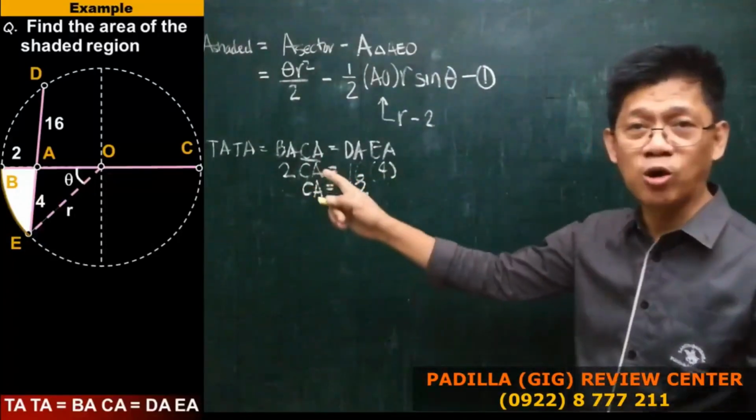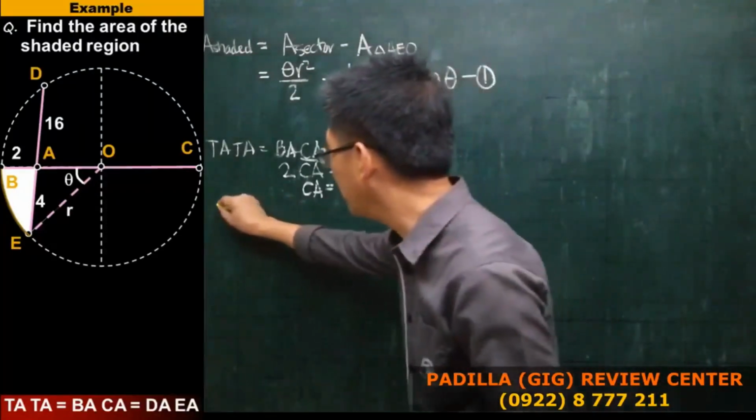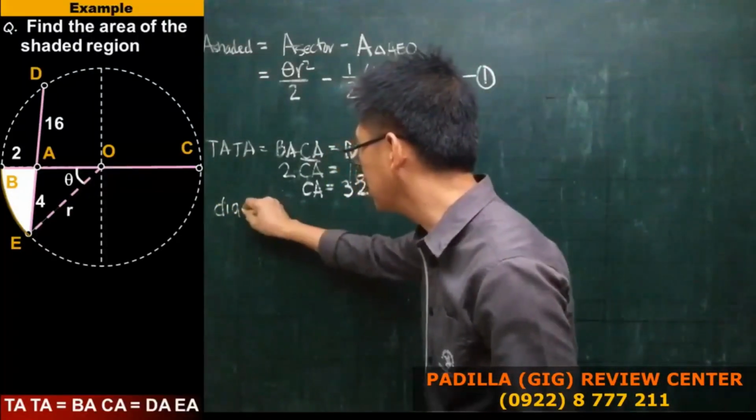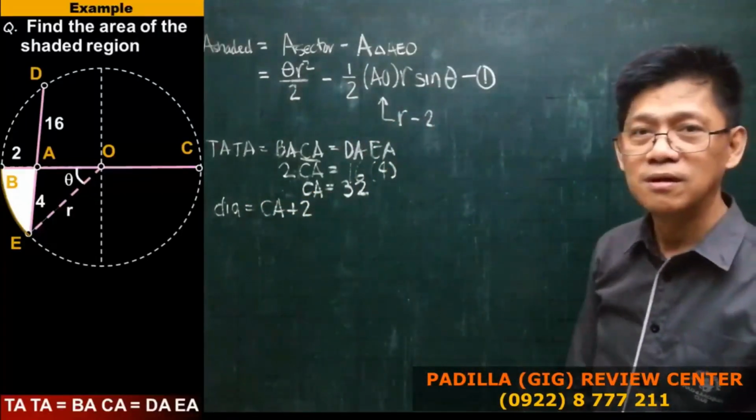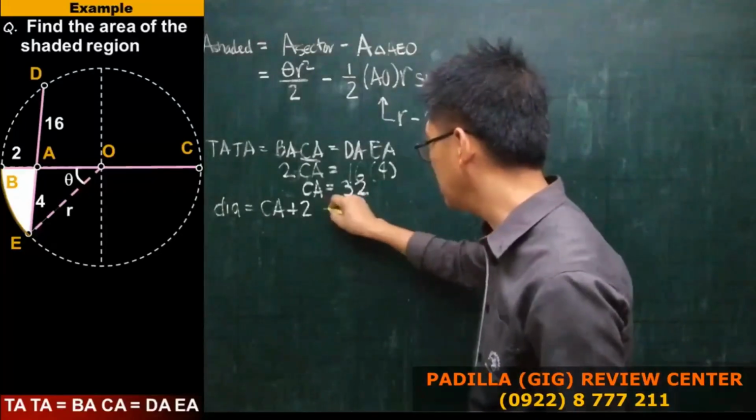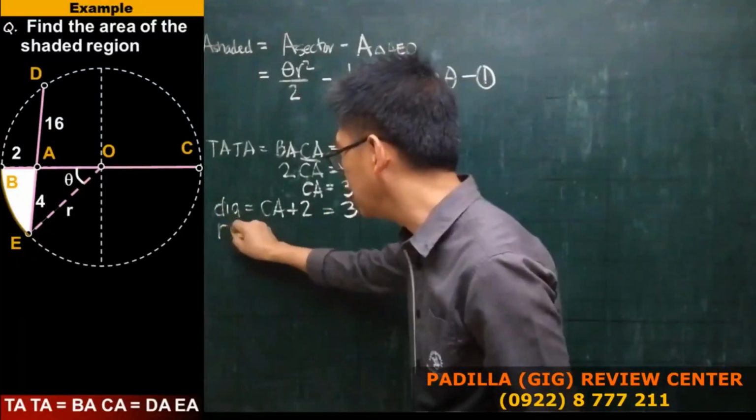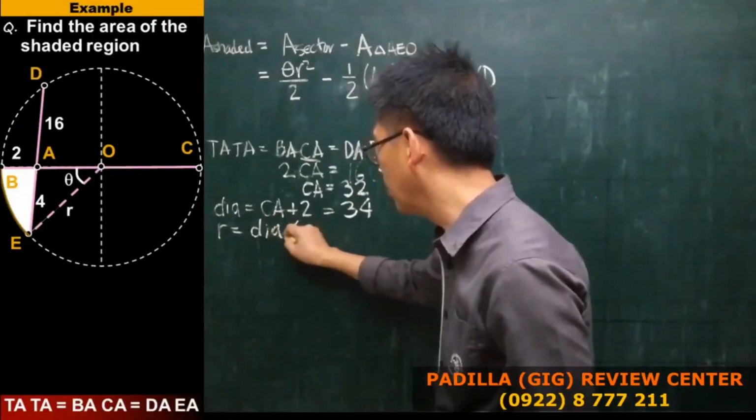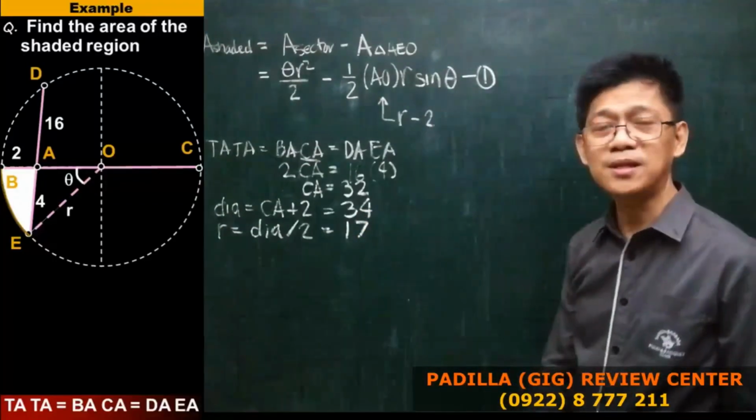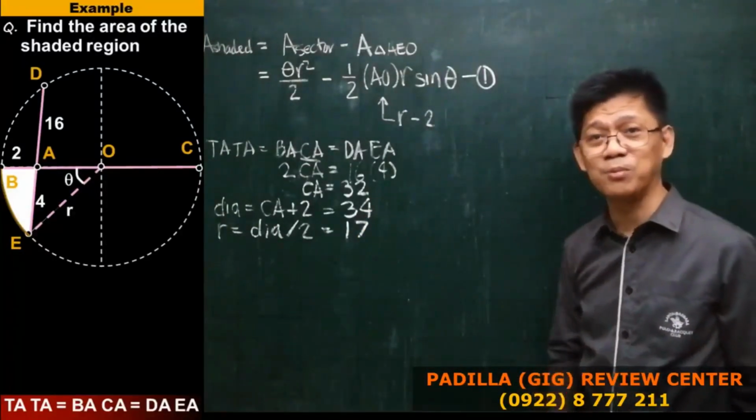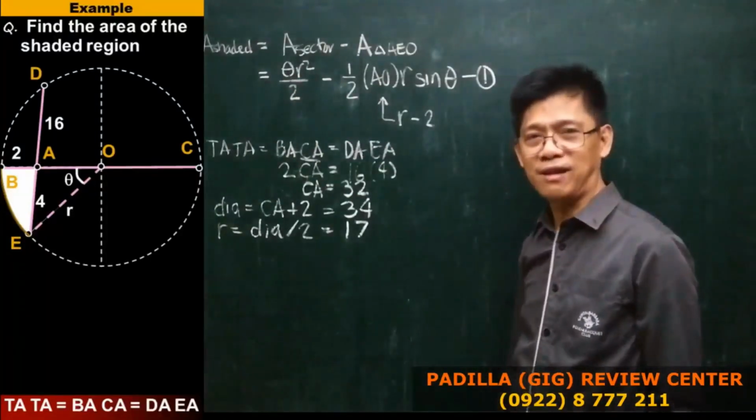But take note from the drawing, CA plus 2 is a diameter. So, the diameter of the circle is CA plus 2, which is 34. And the radius is the diameter over 2, and this must be 17. So, one down. Only one problem left: theta. Let us solve theta.